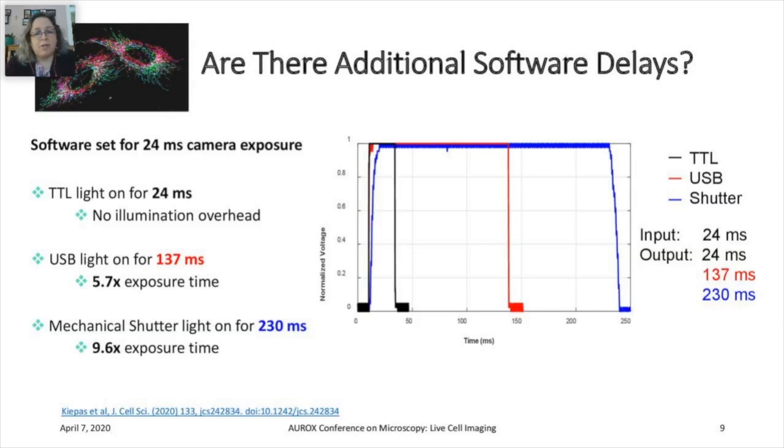However, what we found on our system was that when we had the USB cable connected to the light source at the same time as we had the TTL triggering, there was a software delay that was introduced. Even though we set up the image acquisition in exactly the same way, the light was actually on for 137 milliseconds. So this is almost 5 times the exposure time that we were anticipating. It turns out that there must be a constant of some sort where maybe the images are being saved in the background and the software is saving the image and then closing the shutter or turning off the LED light source. And for the mechanical shutter, this delay is even longer. We have the longer period of opening and closing the physical shutter, but the software delay is also longer. So we get a total time of 230 milliseconds, or almost 10 times our exposure time.